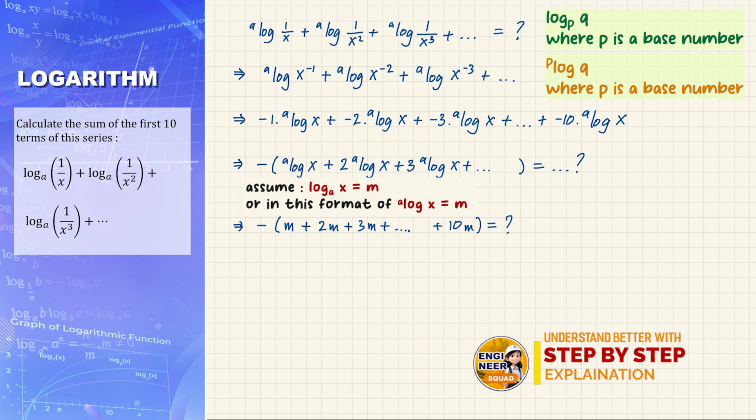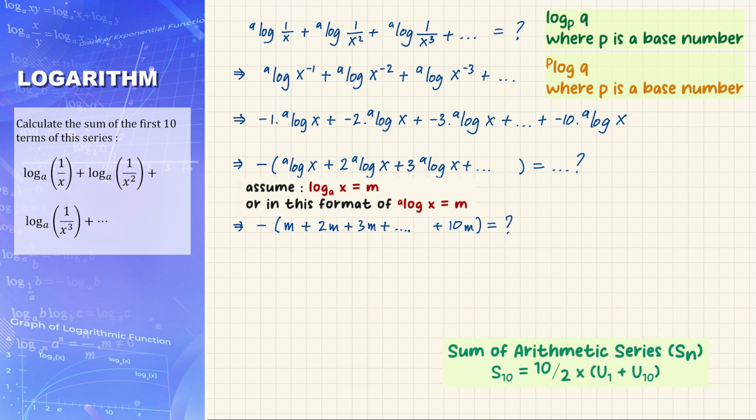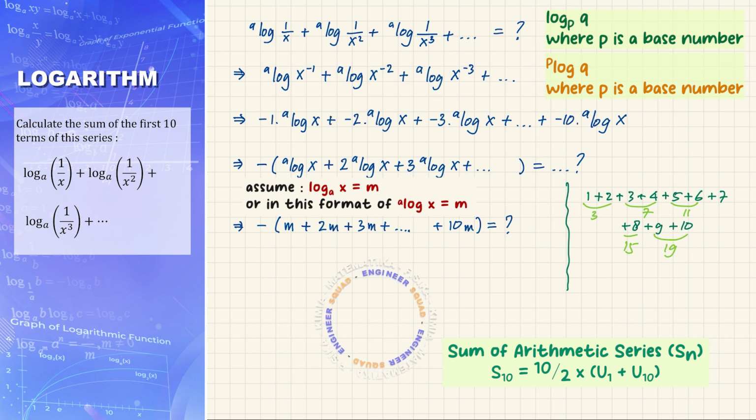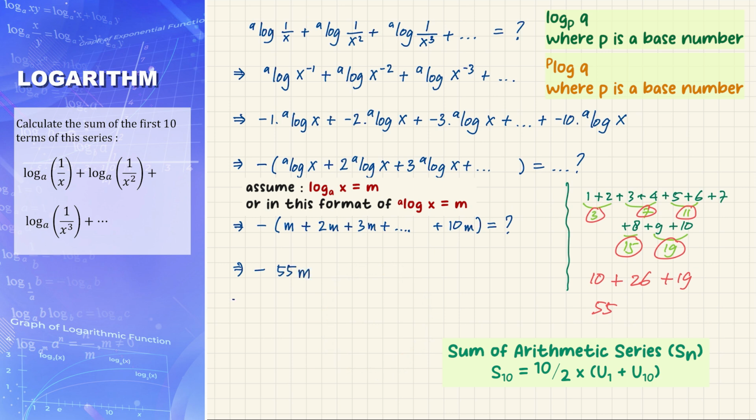For the terms inside the parentheses, we can calculate them using the formula for the sum of an arithmetic series, or we can sum them manually. From manual calculation, we get the result is 55m. Thus, the sum is -55m. Or, if we revert the substitution, the sum is -55 times base a logarithm of x.